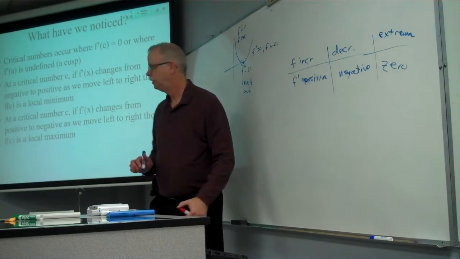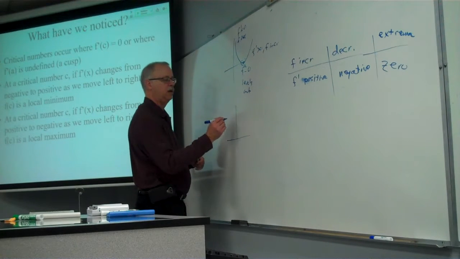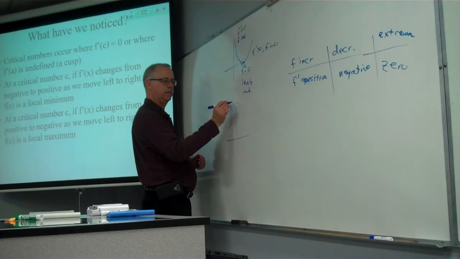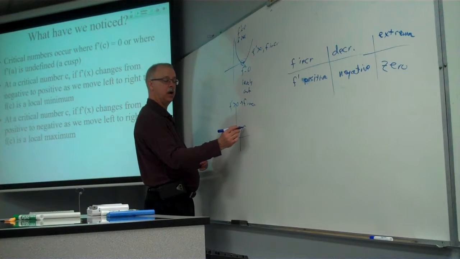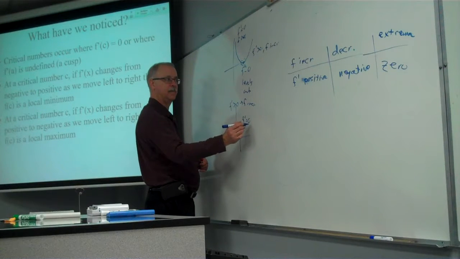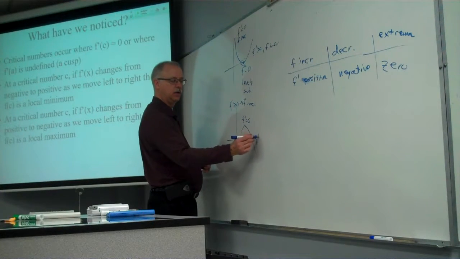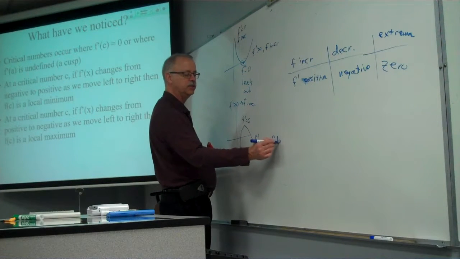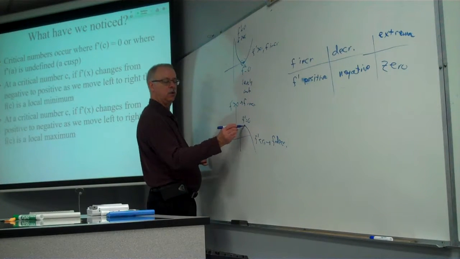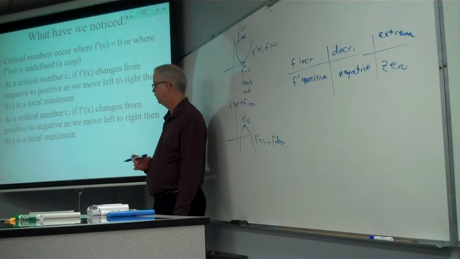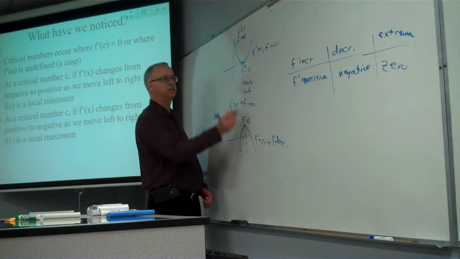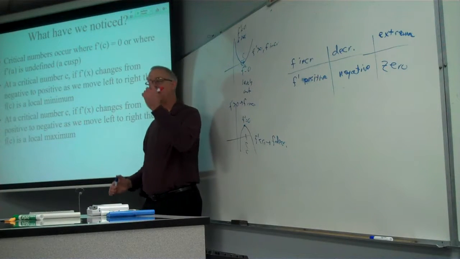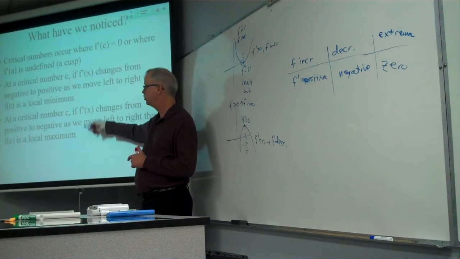If, on the other hand, our function has a positive derivative, so the function's increasing, then it levels off, and then the derivative goes to negative, so the function's decreasing, we'd have a local maximum value there. Notice the critical number C is where this is happening. It is not the maximum value. The maximum value, we've got to go back to the function.